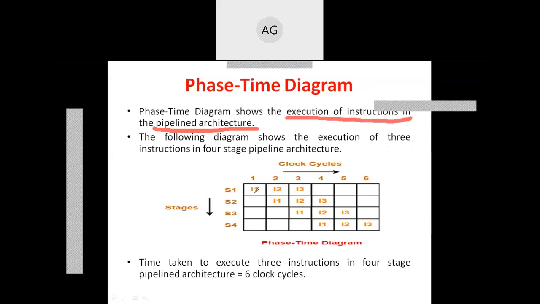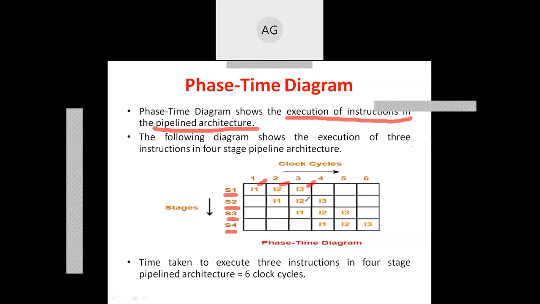As you can see from the phase time diagram, there are four stages: S1, S2, S3, and S4, and in the clock cycles, there are three instructions, I1, I2, and I3. In stage one, we can fill these three instructions in three clock cycles, I1, I2, and I3 in the first, second, and third clock cycle.